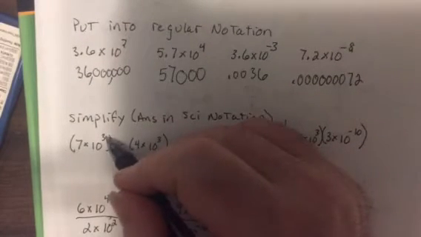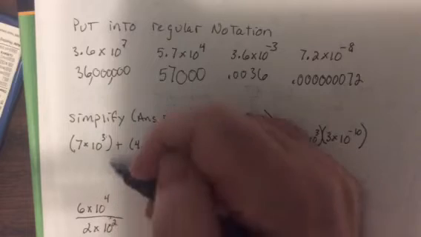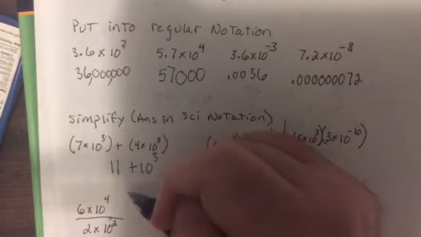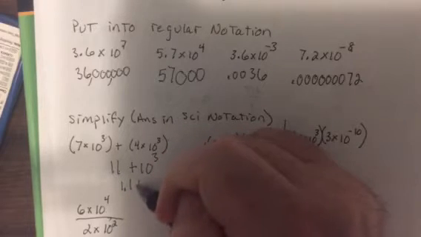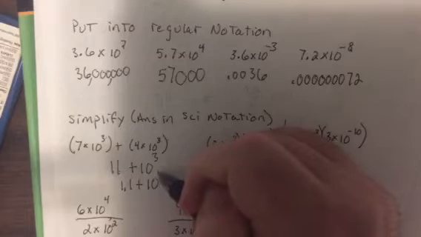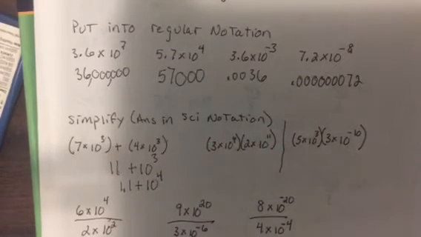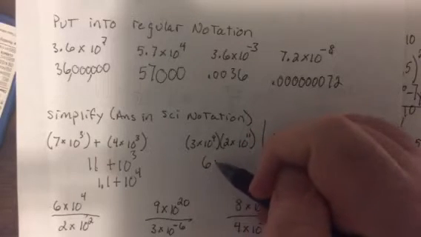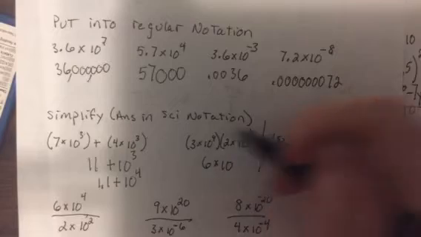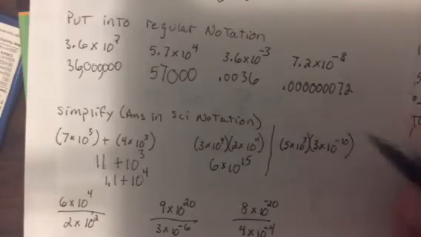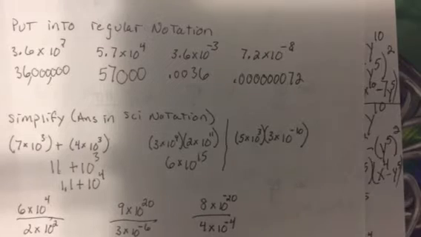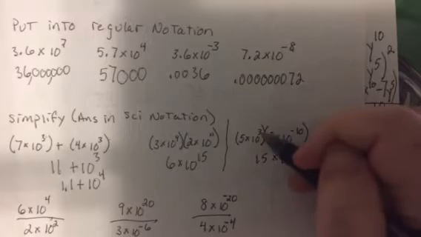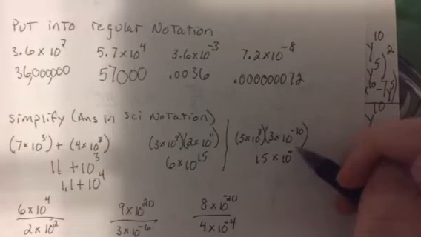Now, same power, so we just add. That's 11 plus 10 to the third. Ooh, I tricked you. This has to be between 1 and 10, so move the decimal once. And since I moved it once, I got to make this bigger. So here, 3 times 2 is 6, times 10 to the 4 plus 11 is 15. Then 5 times 3 is 15 times 10. 3 plus negative 7, negative 10 is negative 7.